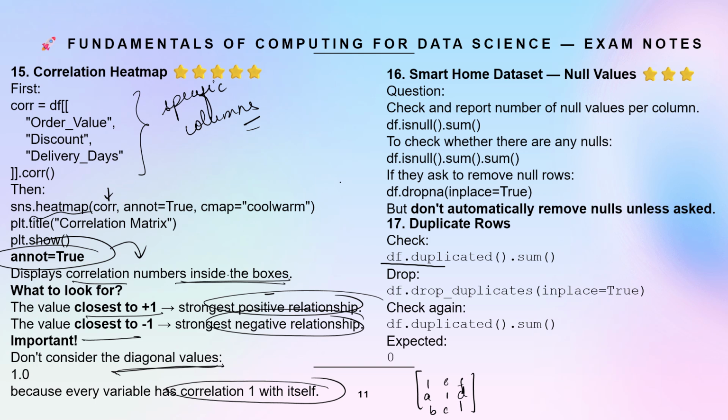Now, when you have to check for null values, you first check how many are there, and then you use dropna or you use an imputer. That's one way, but this is how you work on them. Then check again, because it does not automatically remove nulls unless asked.